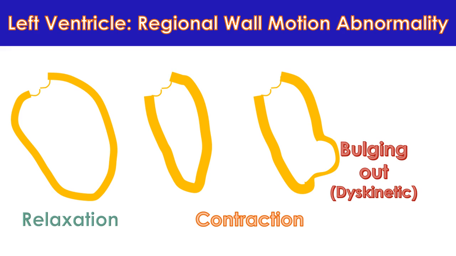When a blood vessel supplying a region of the heart muscle is blocked, that region shows a regional wall motion abnormality of any of the above mentioned types. In conditions like dilated cardiomyopathy, instead of regional wall motion abnormality, the whole left ventricle is hypokinetic. Then it is called global hypokinesia.